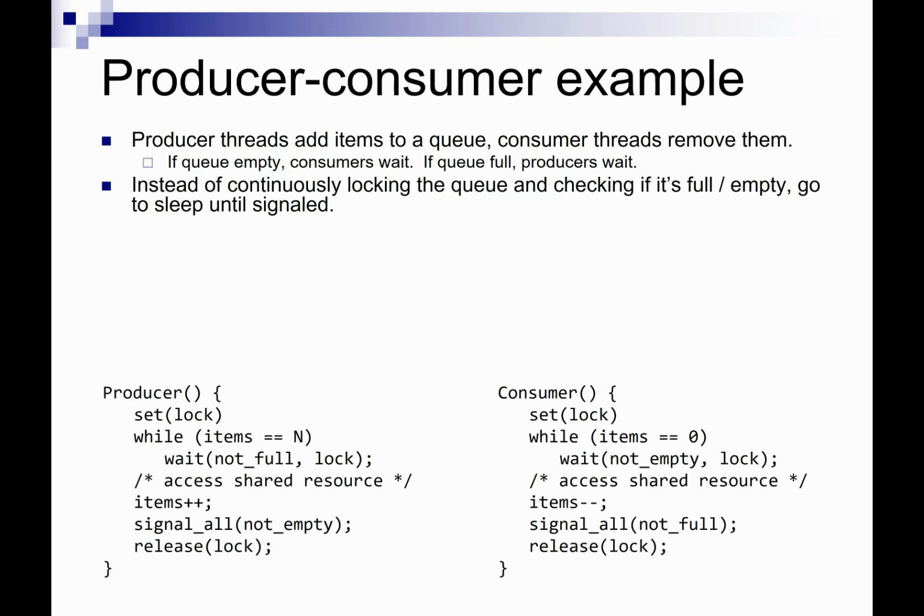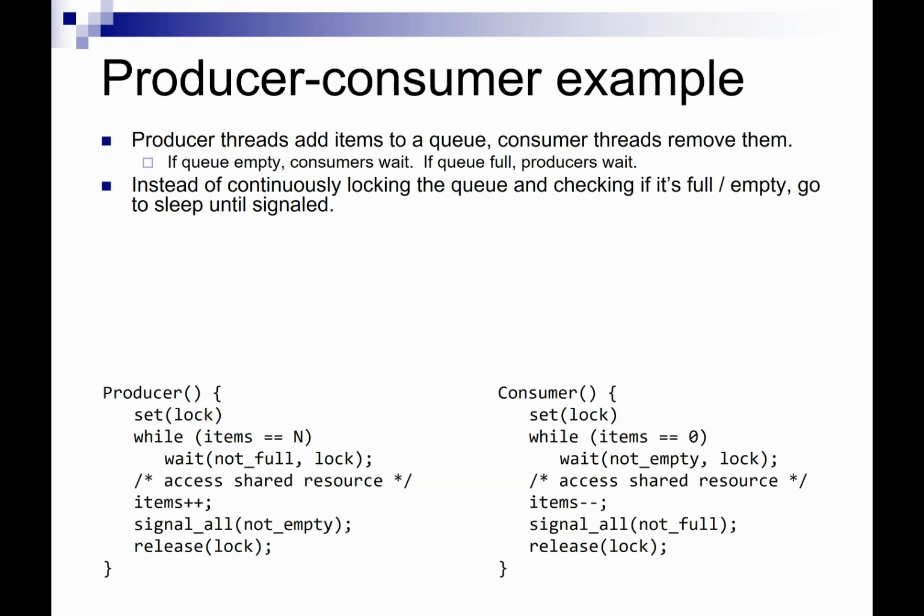A more efficient way to do this would be the following. Here we have the code for the producer threads and the consumer threads. Let's briefly go through this. The producer thread is trying to place items into the queue. Because it's a shared queue, he first needs to lock the queue in order to get access to it. So he sets the lock, and then he checks whether the number of items in the queue is equal to n, which is the maximum number of items you can put in there.